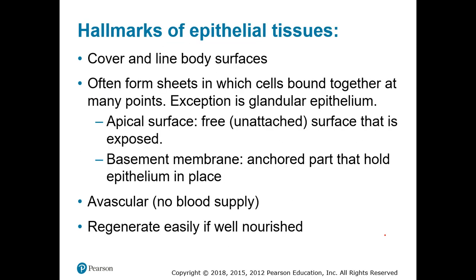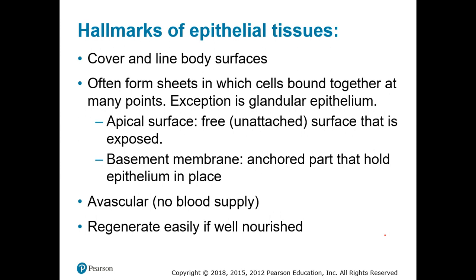Some hallmarks or things that help describe epithelial tissue. Again, they cover and line body surfaces. They often form sheets in which cells bind together at many, many points. The only exception is the glandular tissue. With these sheets, there are two major parts. There's the apical surface and the basement membrane. The apical surface is the unattached surface and is exposed. The basement membrane, this is the part of the tissue that anchors it in place and holds it where it needs to be.